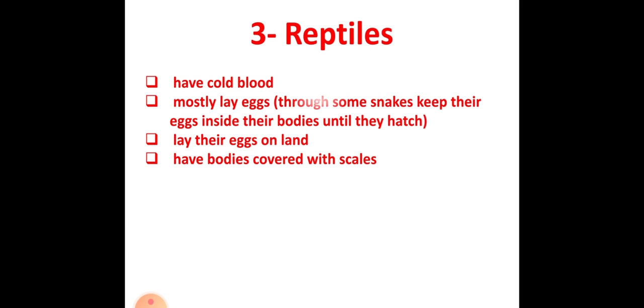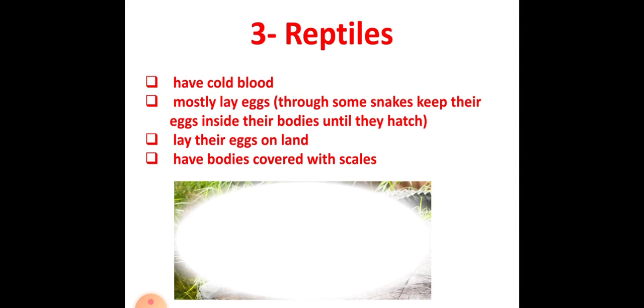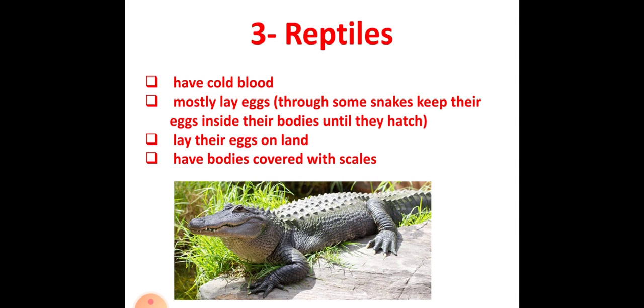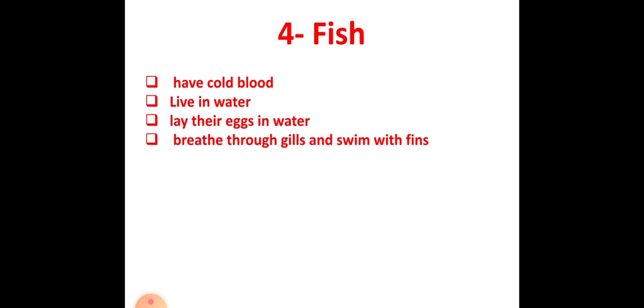Number 3 is reptiles. So here are some characteristics of reptiles: have cold blood, mostly lay eggs. Though some snakes keep their eggs inside their bodies until they hatch. Lay their eggs on land, have bodies covered with scales. So here is the picture of reptiles, just like crocodile, snake, lizard, turtle. So those are reptiles.